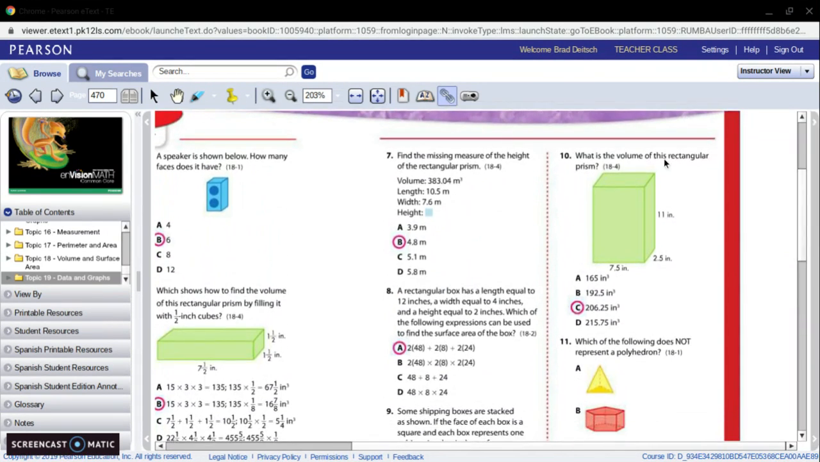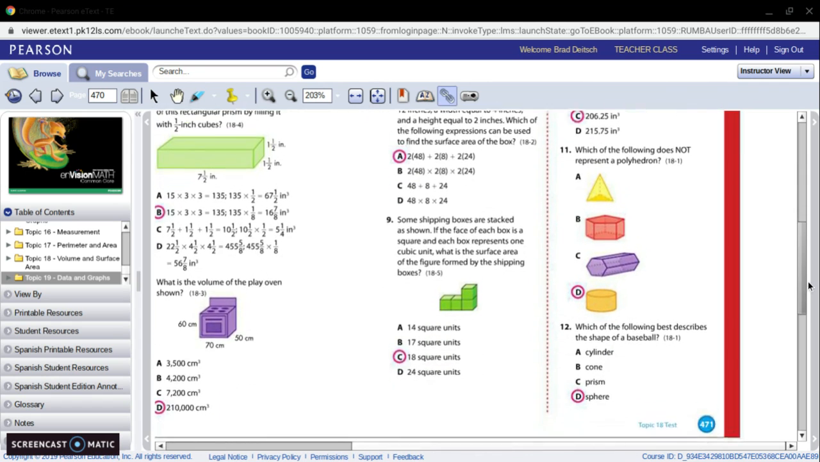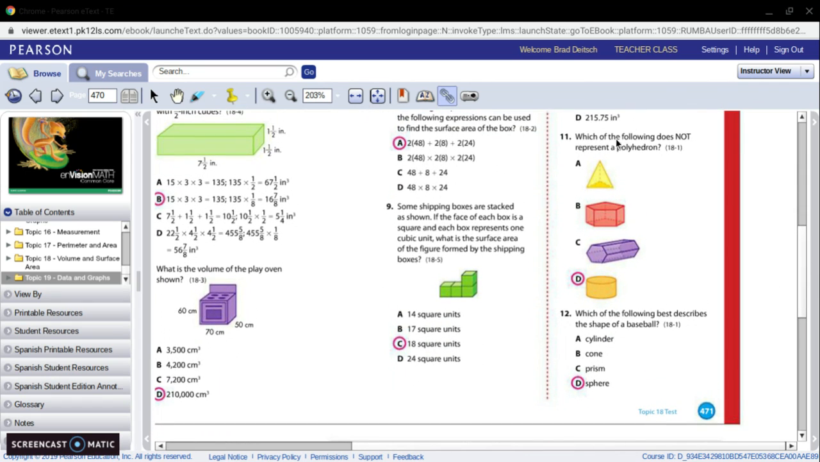All right, so number 10, what is the volume of this rectangular prism? Length times width times height. The answer is C. All right, number 11, which of the following does not represent a polyhedron? So remember, guys, the definition of polyhedron, kind of like a polygon, right? It has to have straight sides. So if you look at D, D does not have straight sides, right? D is what we call a cylinder. It's not a polyhedron, not straight.